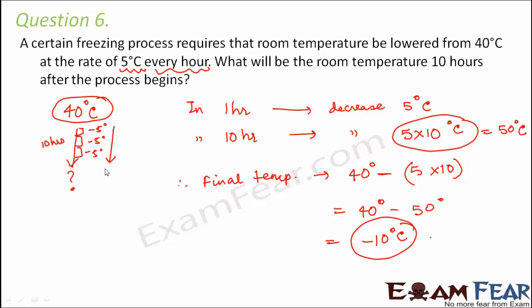50 degrees Celsius would be the total decrease in temperature. This much the temperature will decrease. So what would be the final temperature? 40, that is the initial value, minus whatever has decreased, that is 50. So 40 minus 50 would be the final temperature.